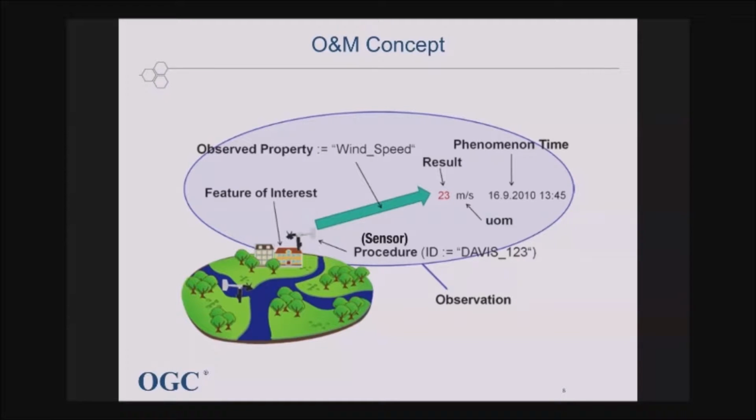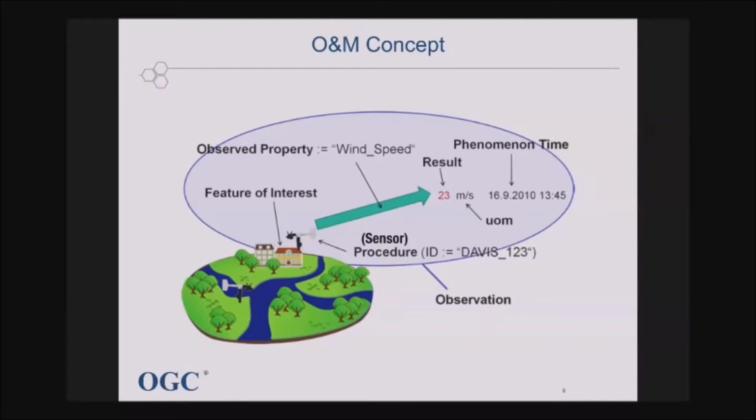Also, in order to use the observation, the target of the observation is very important. That concept is called the feature of interest. In this case, if you look at the figure, the wind speed sensor is mounted on top of a roof, so the air above that roof is the feature of interest of that observation.